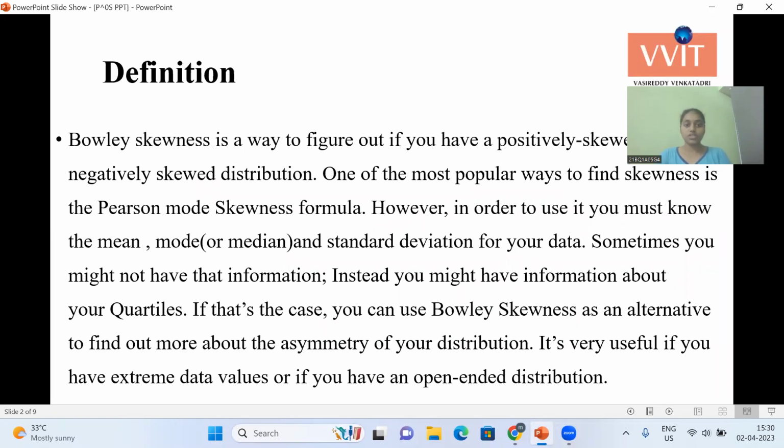Bowley's skewness is a way to figure out if you have a positively skewed or negatively skewed distribution. One of the most popular ways to find skewness is the Pearson mode skewness formula. To use it, you must know the mean, median, mode, and standard deviation for your data. Sometimes you might not have that information. Instead, you have information about your quartiles. In that case, you can use Bowley's skewness as an alternative to find out more about the asymmetry of your distribution. It is very useful if you have extreme values or an open-ended distribution.